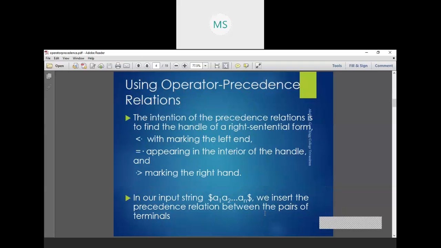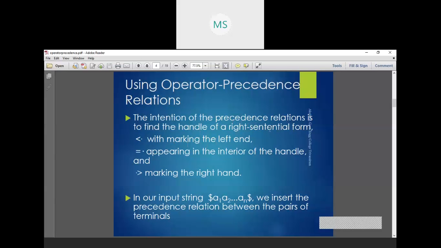Okay, now how do we read the table using operator precedence relations? The intention of the precedence relation is to find the handle of a right sentential form. What is the use of this precedence relation? For example, I have id plus id star id, and I have to use shift and reduce operations.